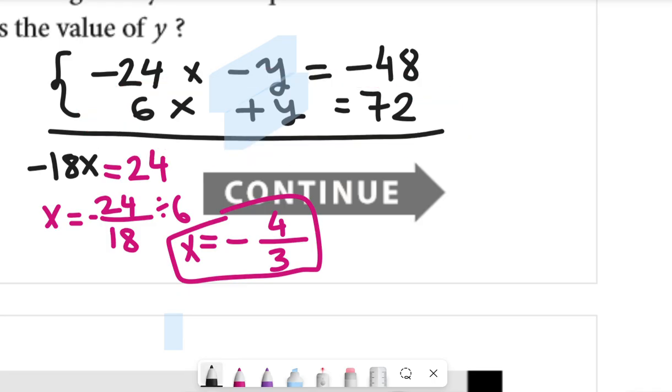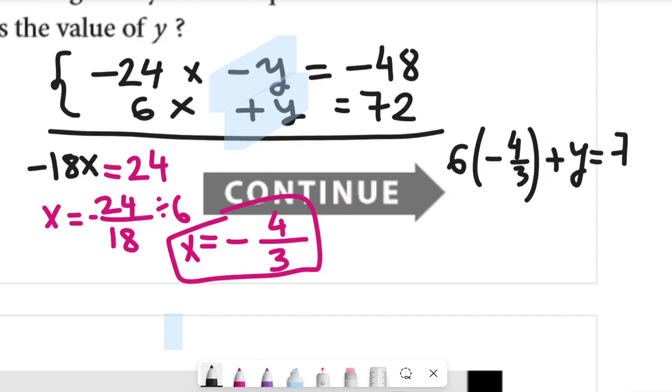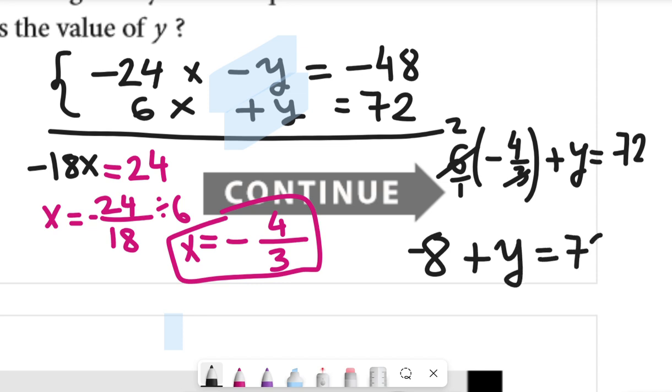And let's see what we get. 6 multiplied by minus 4 over 3 plus y is equal to 72. 6 over 1, so it's going to be negative. 6 and 3 can be divided, so this one becomes 2. 2 multiplied by 4 is 8. Minus 8 plus y is equal to 72.